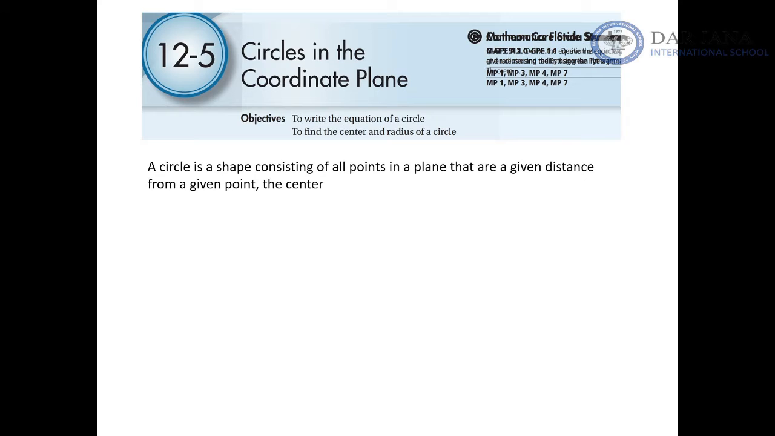What is a circle? If we go to the definition of the circle, we will find that a circle is a shape consisting of all points in a plane that are a given distance from a given point, which we call the center. So we have three keywords here. We have the center, which is a given point. We have a set of points that are a given distance away from the center.